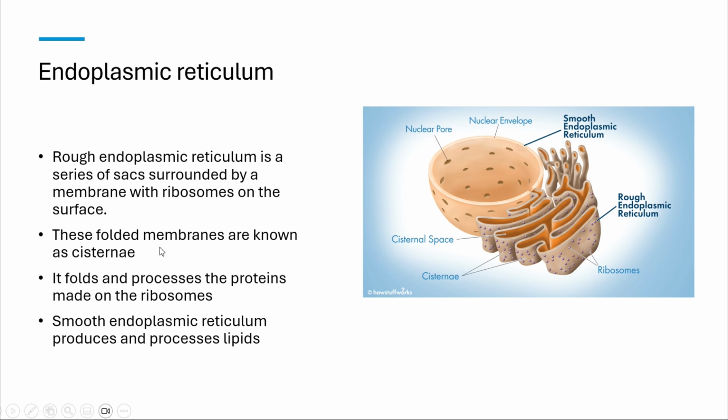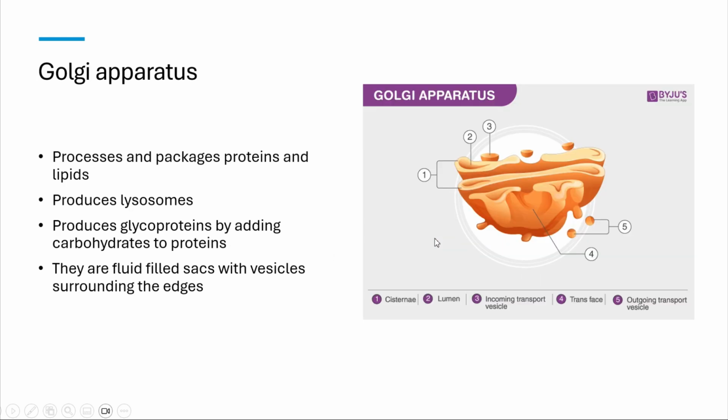For the rough one, what they do is they basically process proteins that are made on the ribosomes. So proteins are made on the ribosomes, and then the protein gets folded and made into that 3D tertiary structure, that sort of thing. So the rough endoplasmic reticulum just processes the proteins. They move through here and it processes them and folds them. And the smooth endoplasmic reticulum does the same thing but for lipids. So it makes lipids here, and it also processes the lipids as well. And these little folds here are called cisternae.